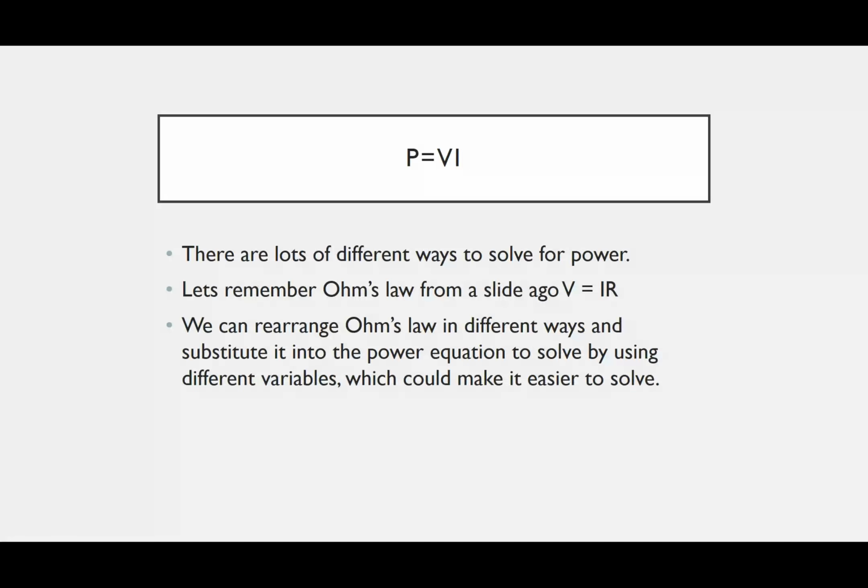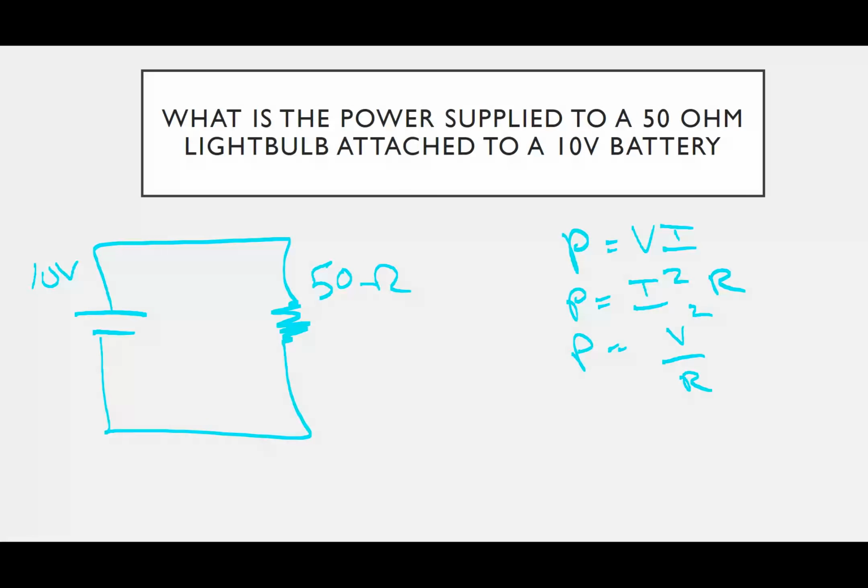So in the end, we get P equals I squared times R, or P equals V squared over R. So we're just rearranging Ohm's law over here, plugging it into what used to be V, or solving for I and then plugging it in there. So, all right, let's look at a particular problem. What is the power supplied to a 50 ohm light bulb attached to a 10 volt battery?